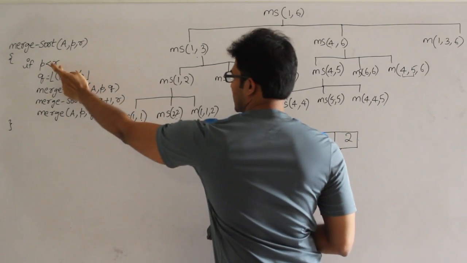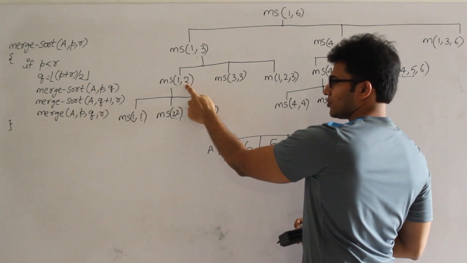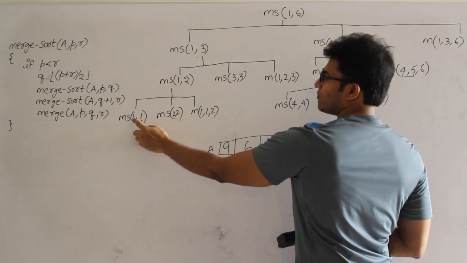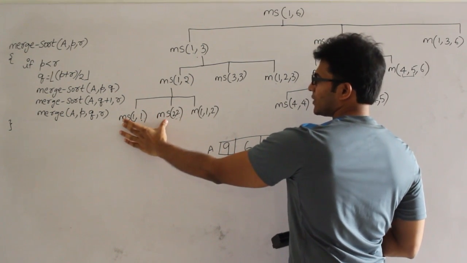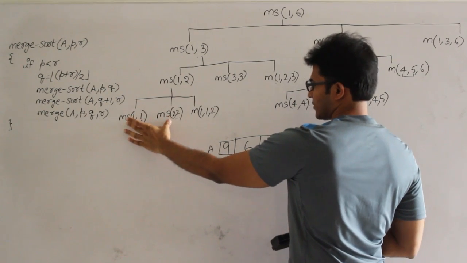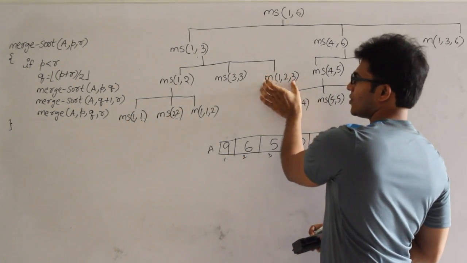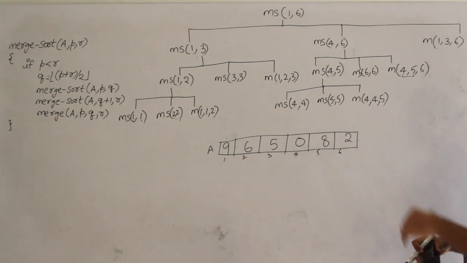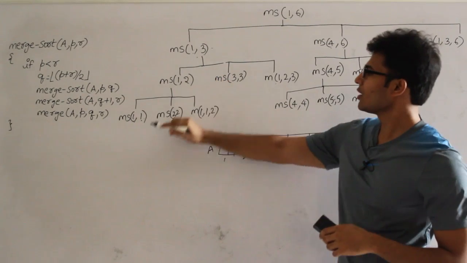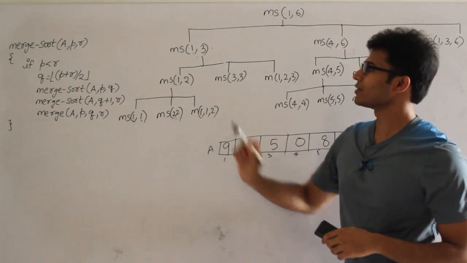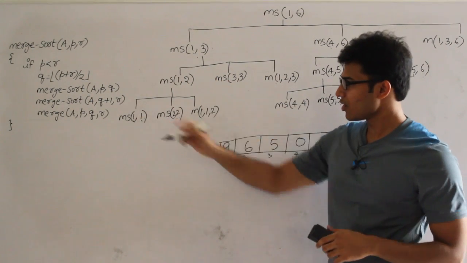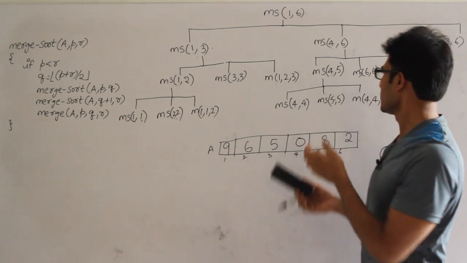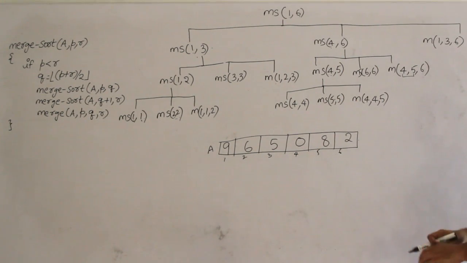Only if P is less than R, which means if 1 is less than 2, we go for the calling. If P equals R, we are not going to call anything else. Therefore, they are going to halt here, right? So merge procedure is going to halt whenever it is called. But merge sort is going to halt only when P equals R. That is why merge sort is going to halt at 1 1, 2 2, 3 3, 4 4, 5 5, 6 6, right? Now let's see what happens.